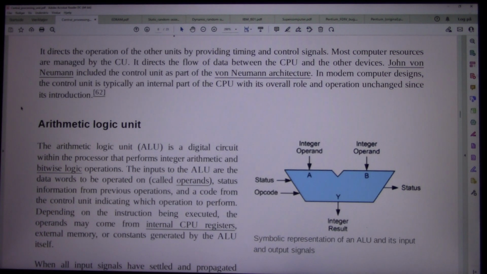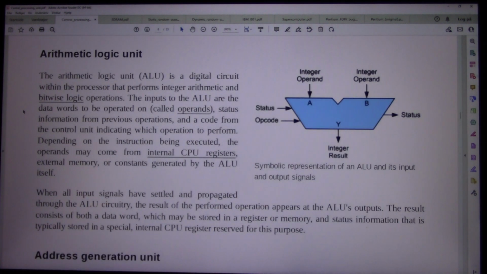62. Arithmetic logic unit. Symbolic representation of an ALU and its input and output signals. The arithmetic logic unit, ALU, is a digital circuit within the processor that performs integer arithmetic and bitwise logic operations. The inputs to the ALU are data words to be operated on, called operands, status information from previous operations, and a code from the control unit indicating which operation to perform.